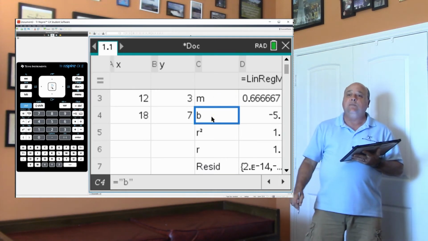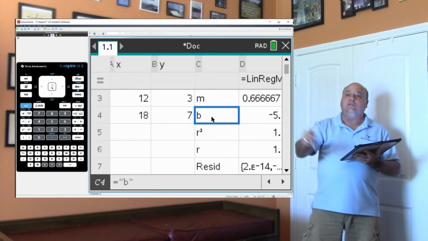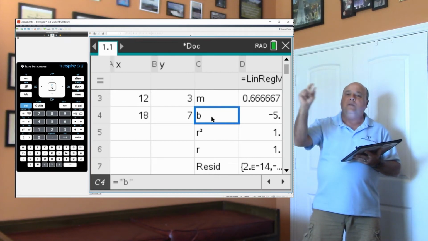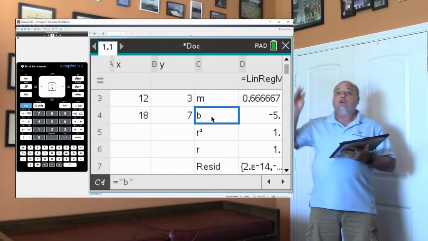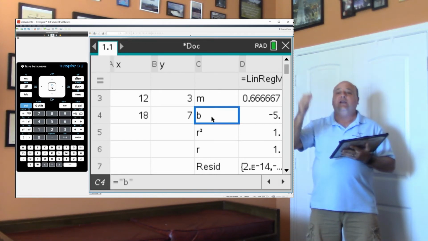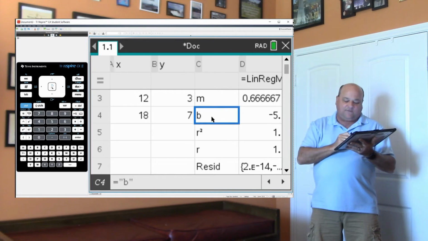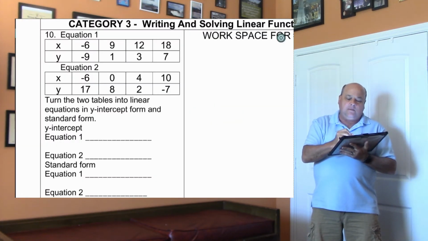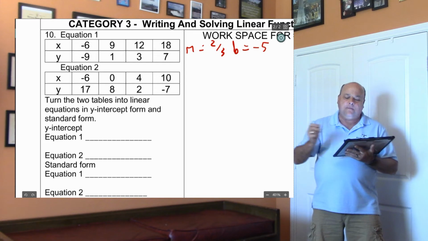Isn't that easy? You can also do this with 2 points. If you have 2 points, you can do the same thing. It would give you the slope and the Y-intercept of those 2 points. Pretty cool stuff. You're going to do this in the lesson today. You're going to get more rep. Okay, so M is 2/3 and B is -5. So I'm going to put M equals 2/3 and B, my pen is running out, hopefully it makes it, -5.